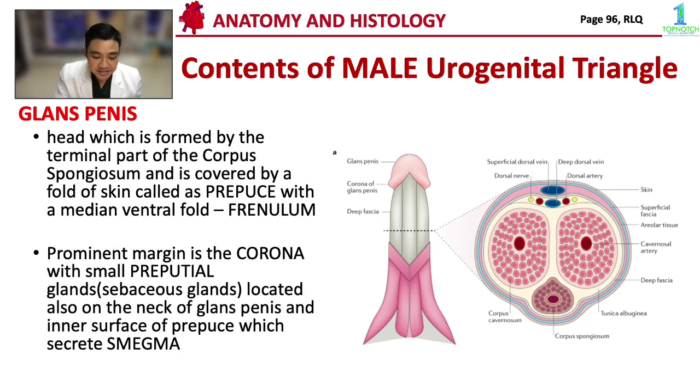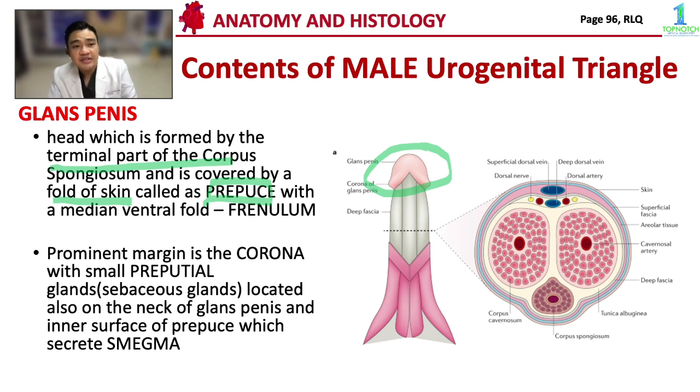The glans penis, or what we call the head of the penis, is formed by the terminal part of your corpus spongiosum. So, continuous structure yan. And it is covered by a fold of skin called the prepuce. Okay? May balat. This prepuce, ito yung tinatanggal natin during tuli. That's why, ang diagnosis minsan dapat dyan ay redundant prepuce kapag circumcision is very much indicated.